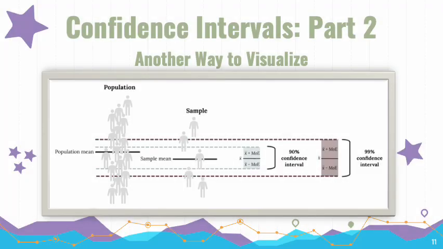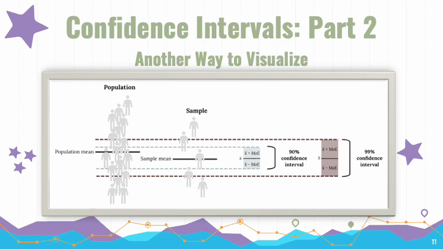I wanted to include this visual representation for you just in case what I was saying on the previous slide was not making sense. So on the far left hand, we have our population, and you can see there's a line for the population mean.